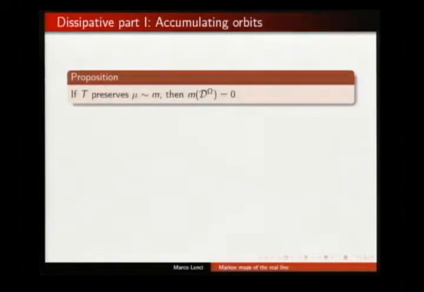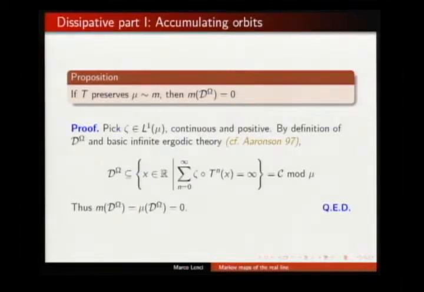By the way, I should mention this, that if by any chance your map preserves a measure which is absolutely continuous with respect to the Lebesgue measure and vice versa, so which is equivalent to the Lebesgue measure, then the first dissipative part, the accumulating dissipative part, doesn't exist. Okay, and since every math talk should have a proof, here's the proof.